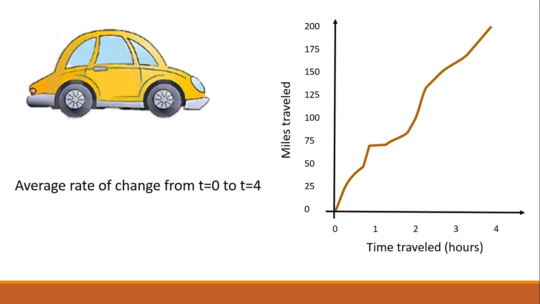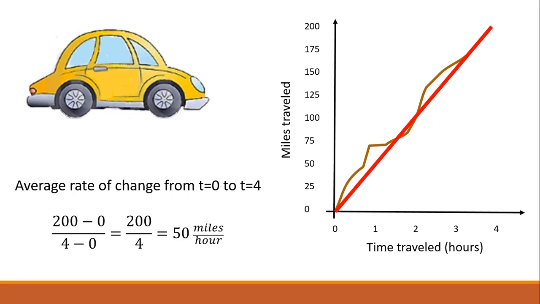And how about for the entire trip, the average rate of change from t equals 0 to t equals 4? Well, we can find that by finding the slope of the secant line between these 2 points at the beginning and the end of our trip, which would be 200 minus 0 divided by 4 minus 0, which gives us 50 miles per hour. So the average rate of change, the average speed we traveled on our trip, was 50 miles per hour. Now, does that mean we traveled 50 miles per hour on the whole trip? Not at all. Sometimes we drove faster, sometimes we drove slower, sometimes we completely stopped.